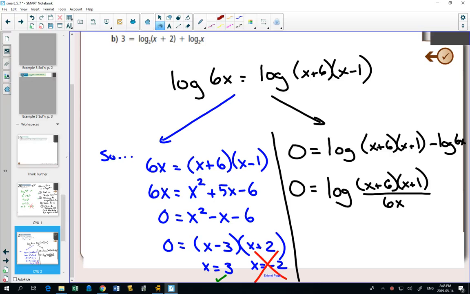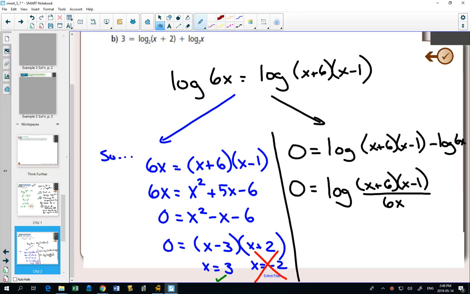Oh, that's what you meant. Yes, you're right. Thank you. I thought you meant that this should be a minus on the bottom. This is a minus. Thank you. Minus, minus. Perfect. At this point, we have a single logarithm.